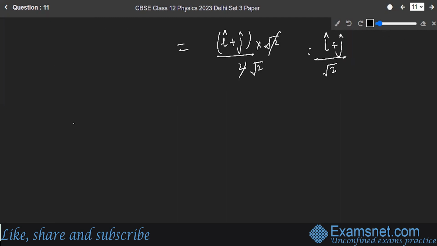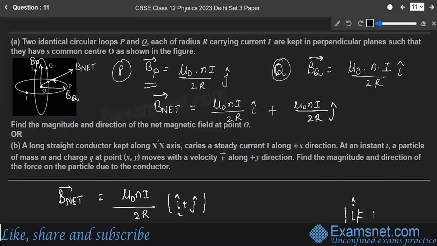Therefore, the direction will make a 45-degree angle. So the direction of both of them will be at a 45-degree angle between them. So there will be a direction of 45 degrees with BP and BQ, right? That means this particular angle comes out to be 45 degrees. Hope you are clear with this.